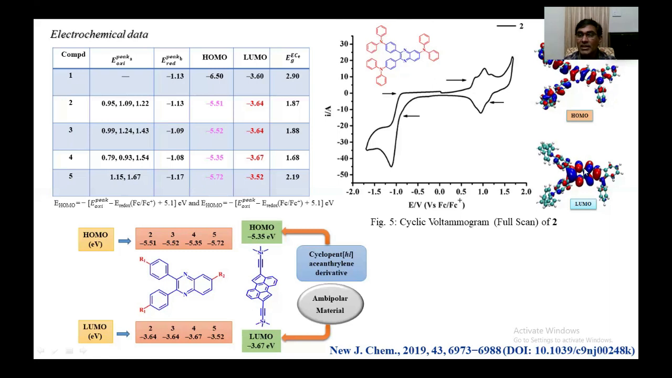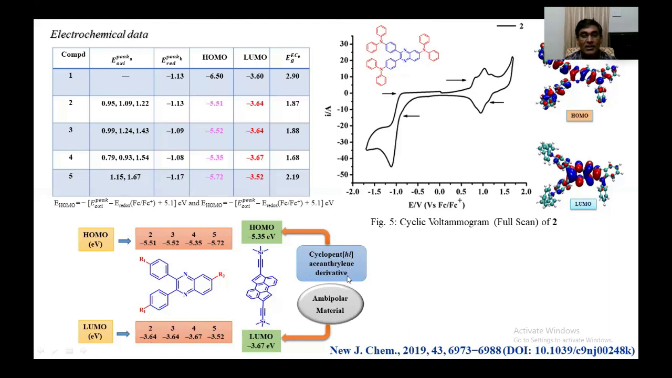Now the HOMO and LUMO levels of these molecules, that is the second, third, fourth and fifth, are compared with the standard. The standard is a cyclopentane acetylene derivative. It is an ambipolar material, commonly used and reported in literature, which has the HOMO value 5.35.